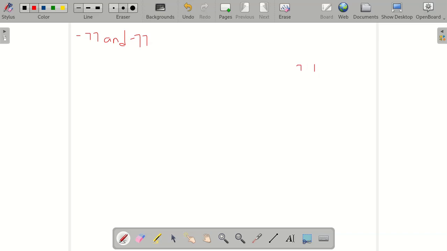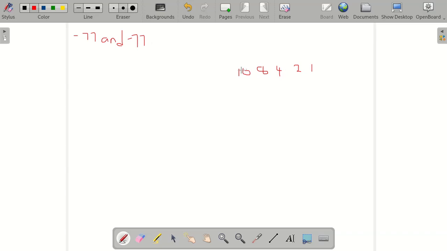1 times 2, you have 2. 2 times 2, 4. 4 times 2, 8. 8 times 2, by the way, 16. 16 times 2, we have 32. 32 times 2, we have 64. 64 times 2, we have 128. Finally we have our powers of 2, which is the 8-bit. By now we understand. So here we have just one number in short.